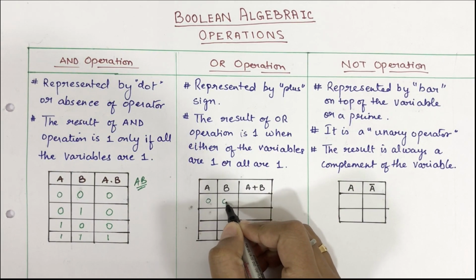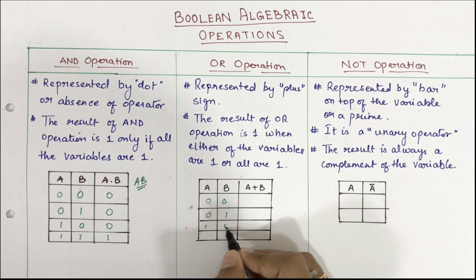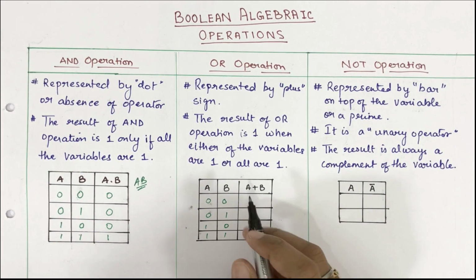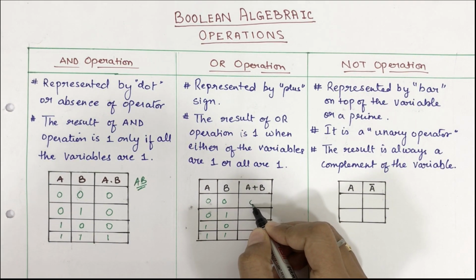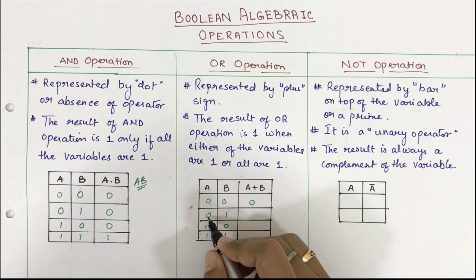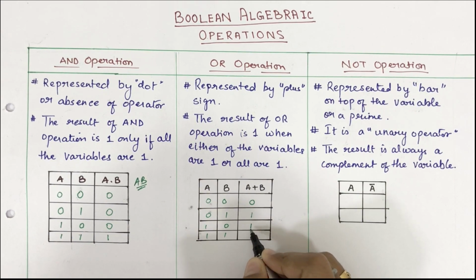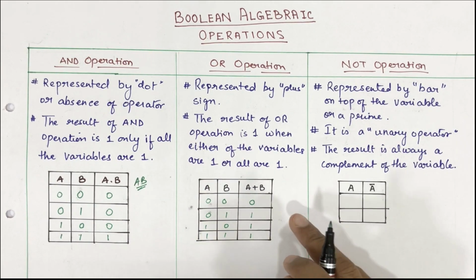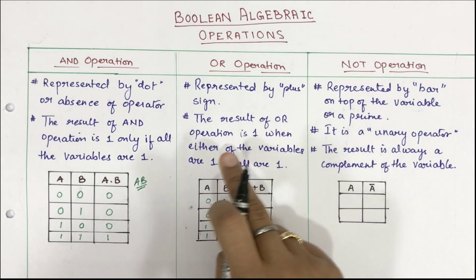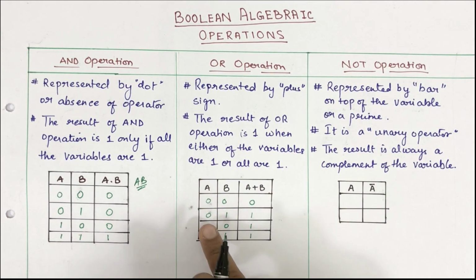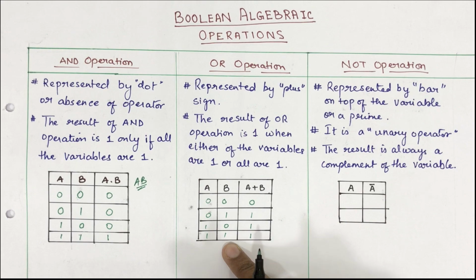Let's write all the four combinations which we have already written earlier. Here, 0 plus 0 is 0, 0 plus 1 is 1, 1 plus 0 is 1, 1 plus 1 is 1. So it is saying that the output will be 1 when either of the variables is 1. Either A is 1 or B is 1 or all are 1, meaning A and B both are 1. The same goes for 3 variables and 4 variables.